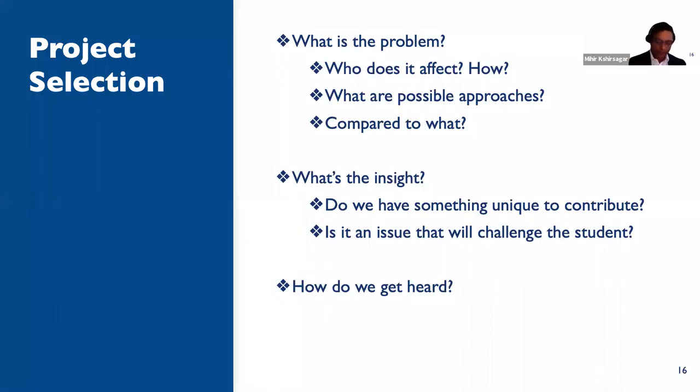So in terms of project selection, how do we go about selecting projects? This is roughly what we're thinking about. What is the problem? Who does it affect? How does it affect them? What are the different possible approaches? And I think it's really important for policymakers, and sometimes researchers perhaps miss this piece of it, how does one approach compare to another one?